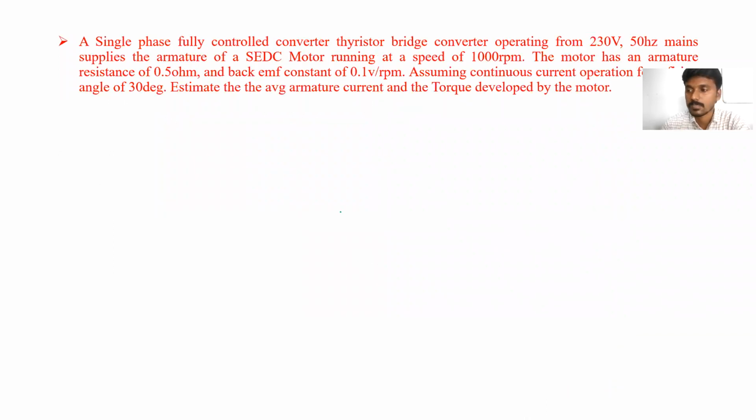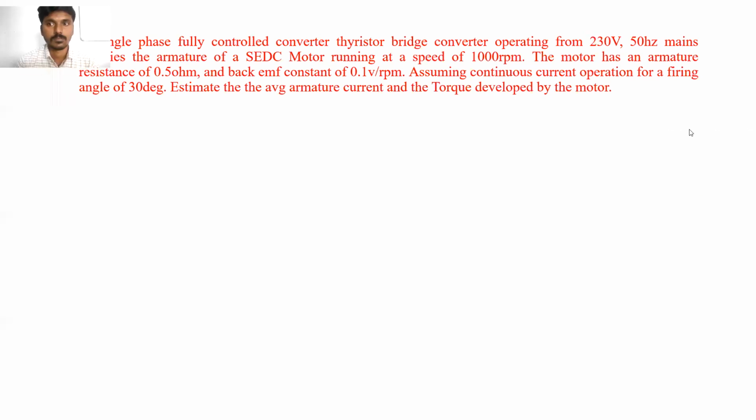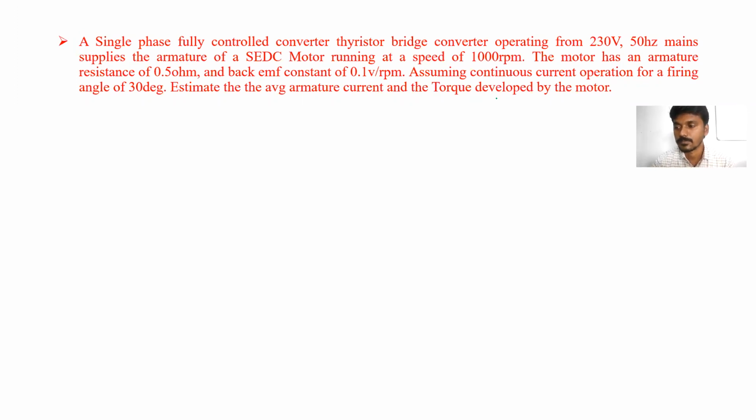Okay, next question. Single phase fully controlled converter. Can anyone read, Shivani? A single phase fully controlled converter thyristor bridge operating from 230 volt 50 Hz mains supplies the armature of a separately excited DC motor running at a speed of 1000 rpm. The motor has an armature resistance of 0.5 ohm and back EMF constant of 0.1 volt per rpm. Assuming continuous current operation for firing angle of 30 degrees, estimate the average armature current and the torque developed by the motor.